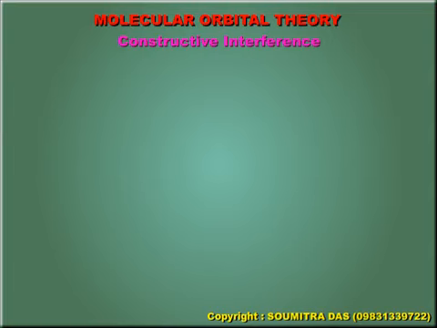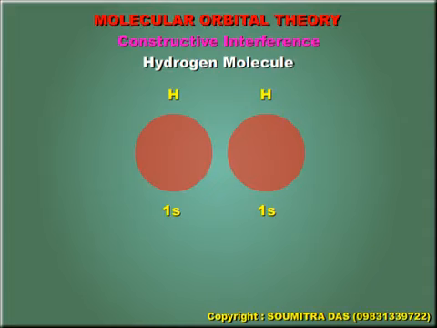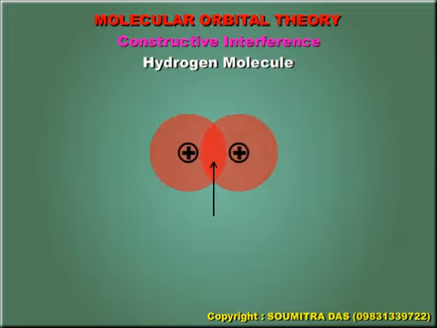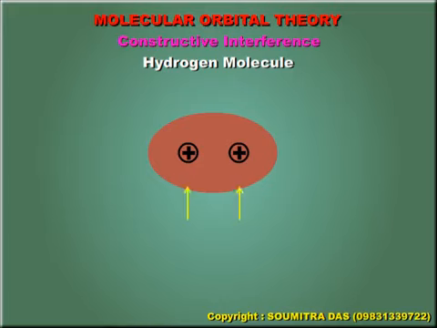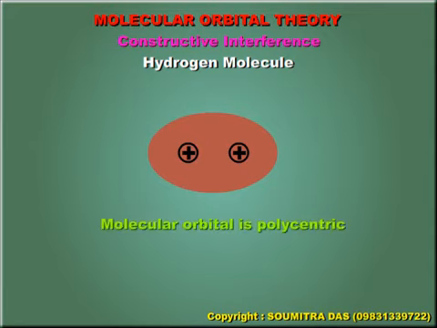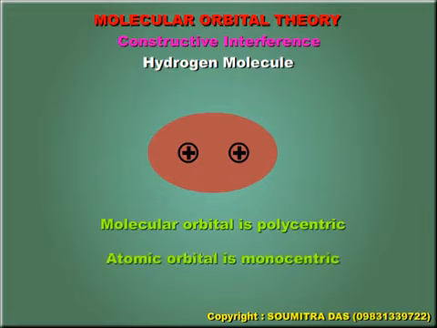For constructive interference, say for hydrogen molecule where two 1s orbitals are involved, the position of the nucleus is here. The orbitals are in the same phase, so when they combine, this portion gets added up and the molecular orbital forms like this and is known as sigma 1s. Notice that the molecular orbital is delocalized over the entire molecule. The molecular orbital has two hydrogen nuclei at its center, just like an ellipse has two foci. Therefore, a molecular orbital is polycentric, unlike an atomic orbital, which is monocentric.